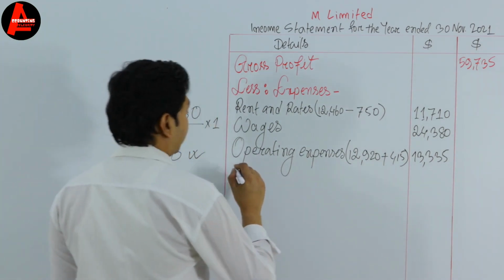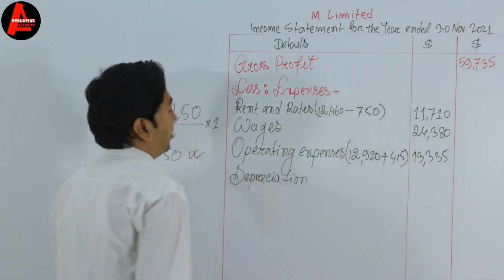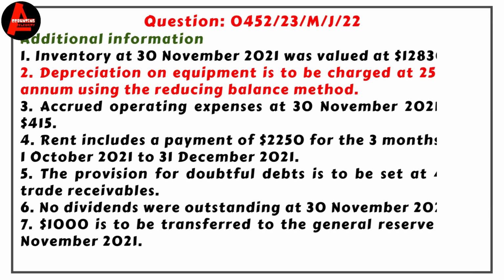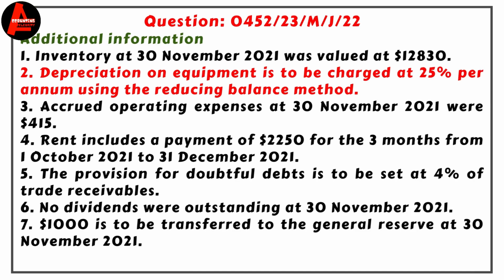Now we have depreciation in the question, right? So let us write here depreciation. Before we write, let us have a look at the question. Here we see equipment at cost $40,000, and the next item is provision for depreciation of equipment, $17,500. And in the adjustment it is also written, number 2, depreciation on equipment is to be charged at 25% per annum using the reducing balance method.